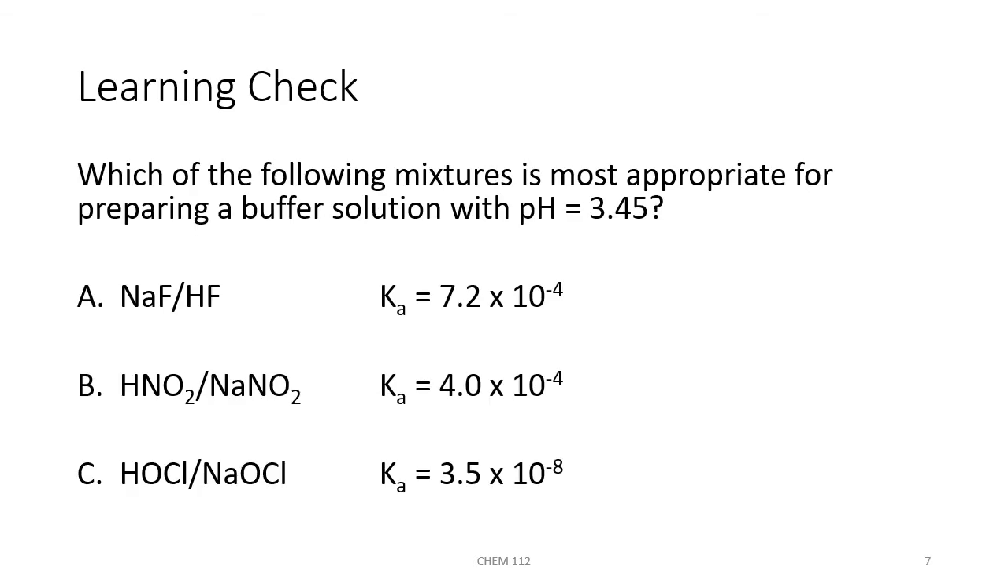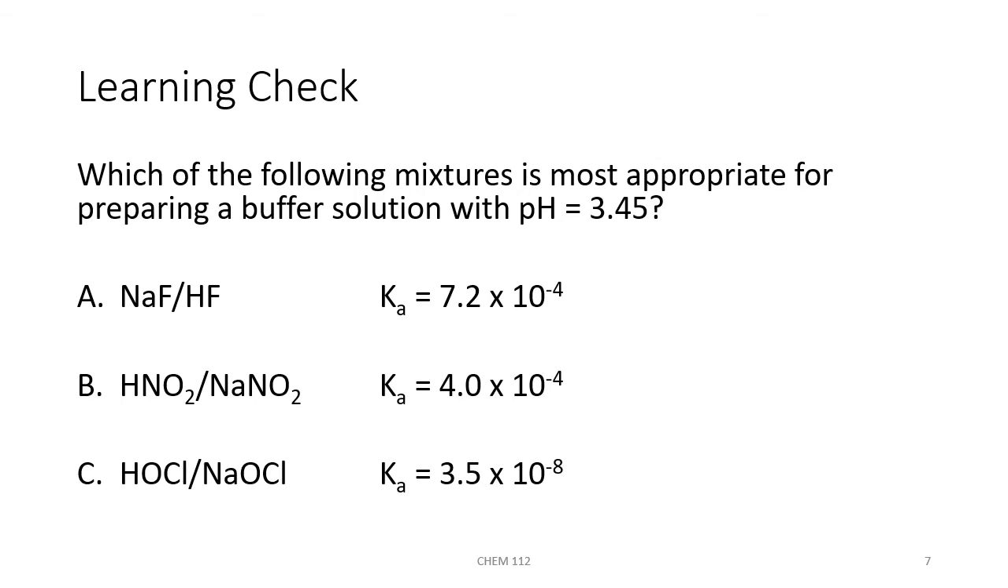Which of the following mixtures is most appropriate for buffering a solution with a pH of 3.45? A, we have a sodium fluoride hydrofluoric acid buffer. B, we have a nitrous acid sodium nitrite buffer. And C, we have a hypochlorous acid sodium hypochlorite buffer. So in each one of these, we have a weak acid paired up with its conjugate base, and next to them, the Ka for the weak acid component is written down.